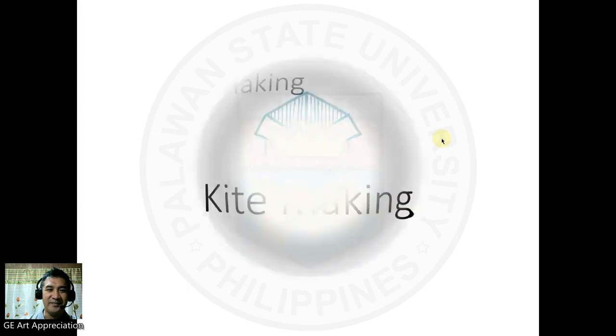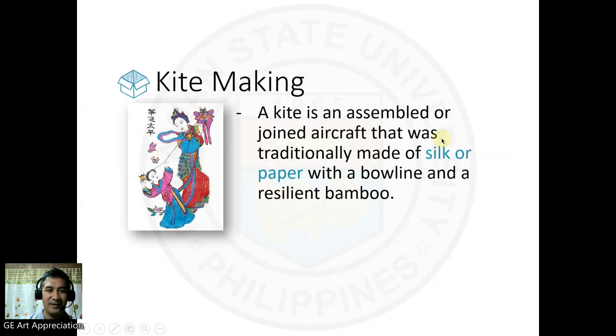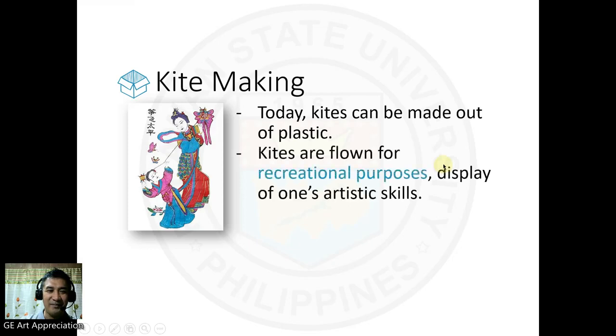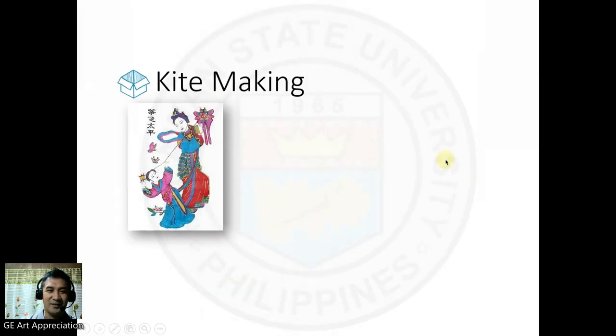Okay, let's have kite making. Okay, kite making, ito yung saranggola sa atin, no? A kite is an assembled or joined aircraft that was traditionally made of silk or paper with a bowline and a resilient bamboo. Today, kites can be made out of plastic. Kites are flown for recreational purposes, display of one's artistic skills. So, pwede mong lagyan ng art, no? Hindi lang yung basta plastic, tapos merong mga bamboo, no? Kasi sa atin ganun na, no? But you can put a decorative art.